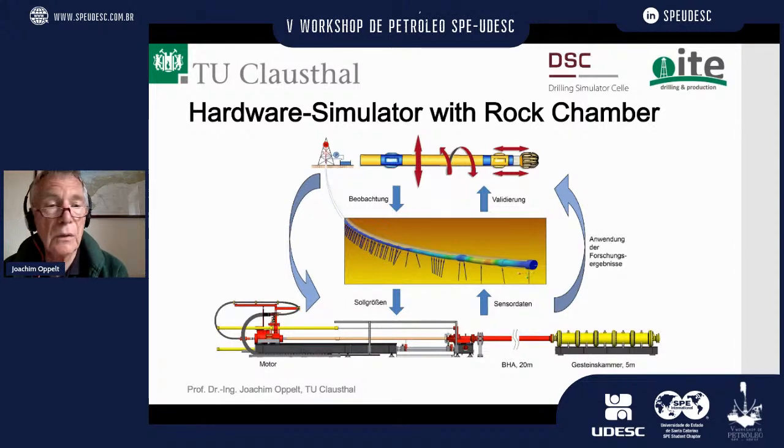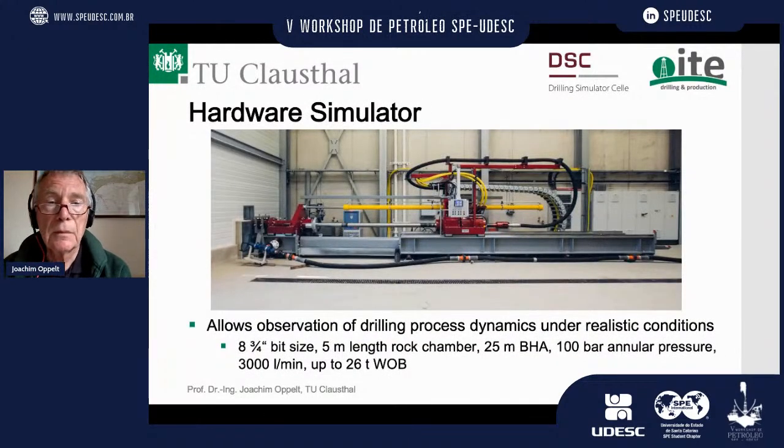This is all equipped with regular oil field pumps. On the next picture you see a realistic picture of that. On the right-hand side, in this case, we have the drilling machine with the black tube hose feeding the fluid into this, so we can pump up to 3,000 liters per minute. We can put 25-26 tons weight on bit. The bit size is 8¾, so this is full scale testing again. And we have some 100 bar annular pressure.